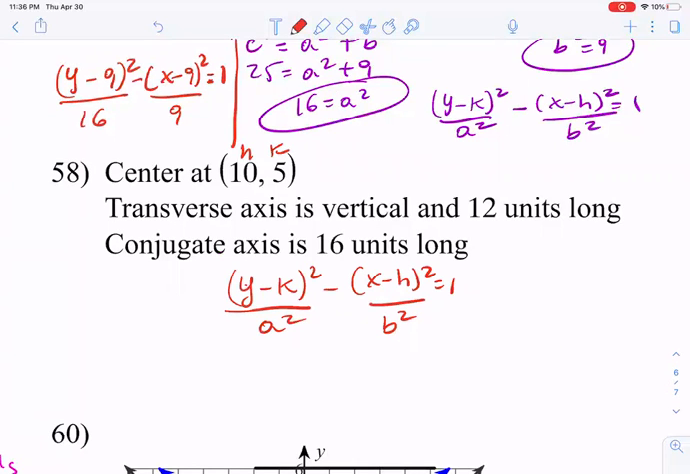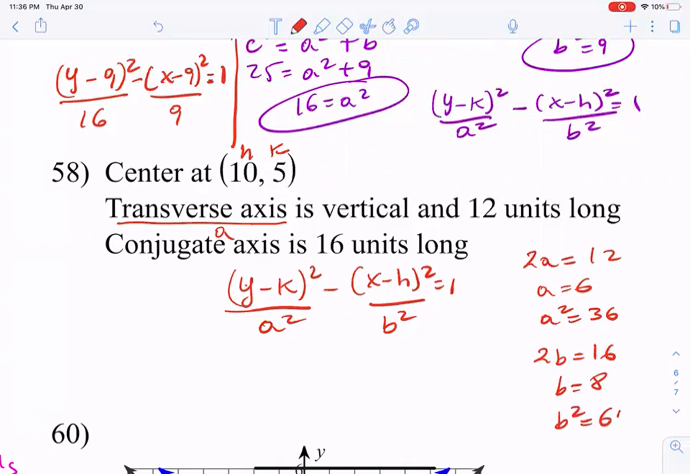So the transverse axis is vertical and is 12 units long. So this is 2a, right? The transverse axis, remember, that's a, and this is 12. So a equals 6. A squared is 36. And then conjugate axis is 16 units long. That means 2b equals 16. b equals 8. B squared is 64. So I have everything that I need.